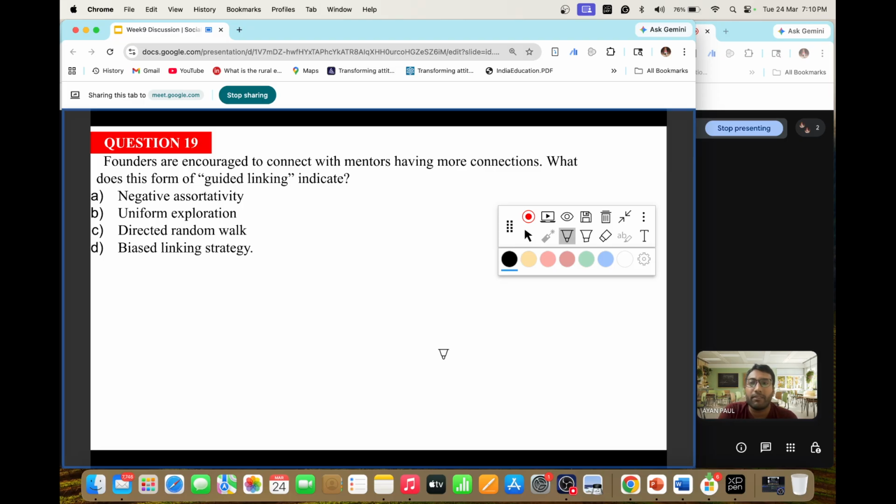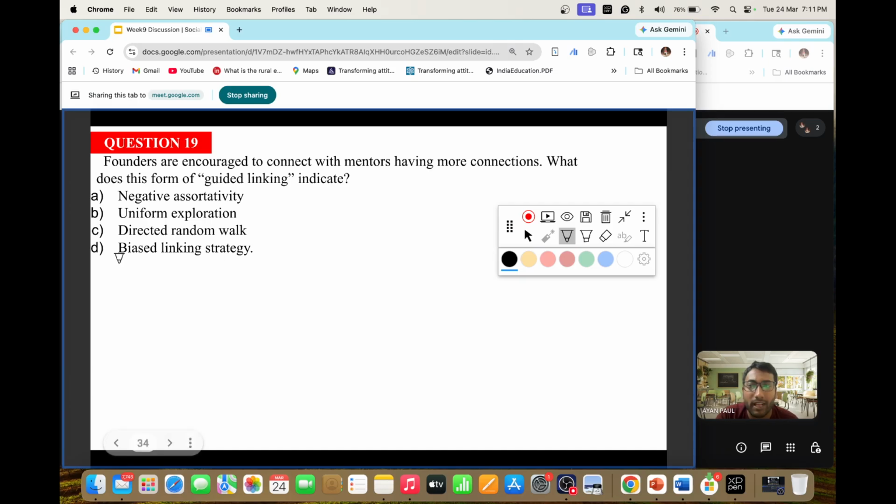Question number 19. Founders are encouraged to connect with mentors having more connections. What does this form of guided linking indicate? Negative assortativity, uniform exploration, directed random walk, or option D, biased linking strategy.